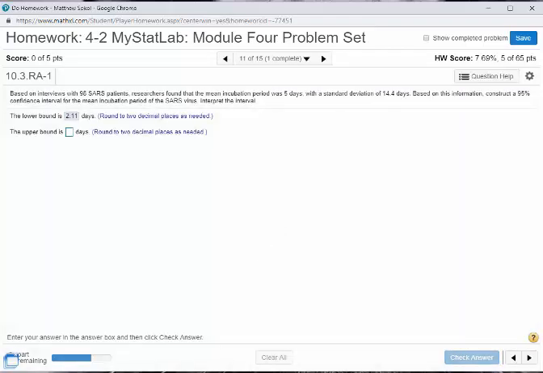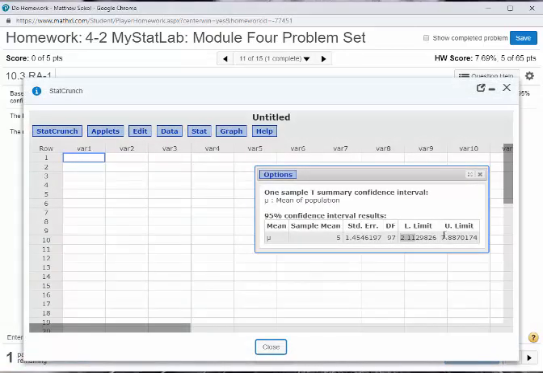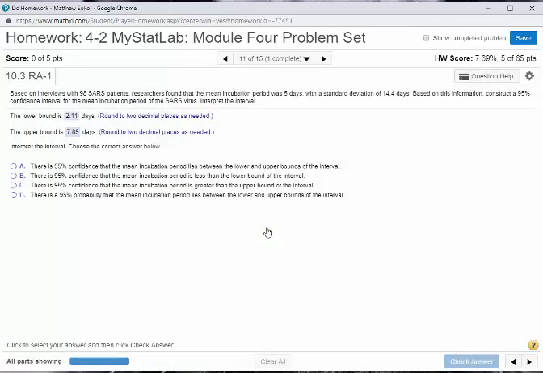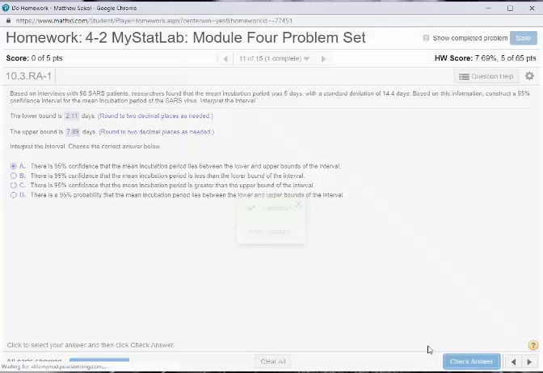Got that right. Great. And the upper limit was 7.89 when you round it. Got it. Awesome. Now interpret the interval and choose the correct one. A 95% confidence interval says we're 95% confident that the mean lies between the lower and upper bounds. So it looks like the first one here: there is 95% confidence that the mean incubation period lies between the lower and upper bounds of the interval. We got it.